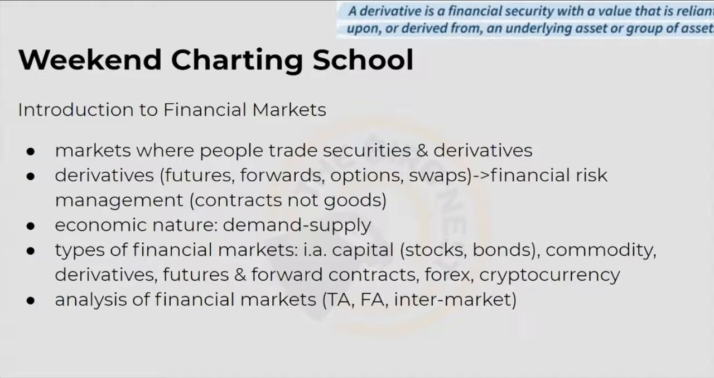When it comes to types of financial markets, we can definitely, amongst others, have those such as capital markets, right? Capital financial markets that are presented with stocks and bonds, commodities, as I mentioned already, derivatives, futures and forward contracts, forex, the foreign exchange, and cryptocurrency as well, which is a different section, exposed in a different way, cryptocurrency being a type of financial market, pretty much formally.